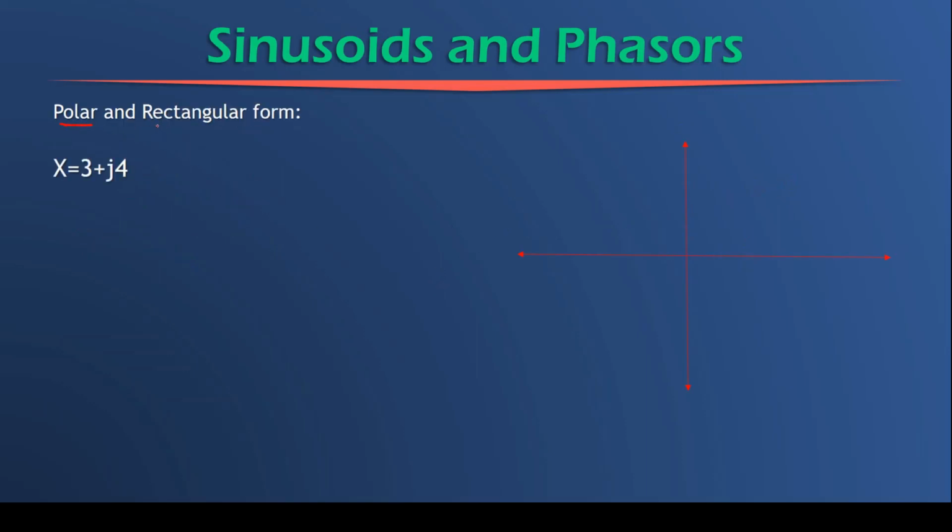Polar and rectangular form, these are two forms that one needs to be able to shift easily between. Alright, so rectangular form is more your vector form, which gives you the real and the imaginary component. So 3 plus j4, that will be 1, 2, 3 real, and then 1, 2, 3, 4 imaginary. So 3 plus j4 will then sit at that point. And this is your rectangular form.